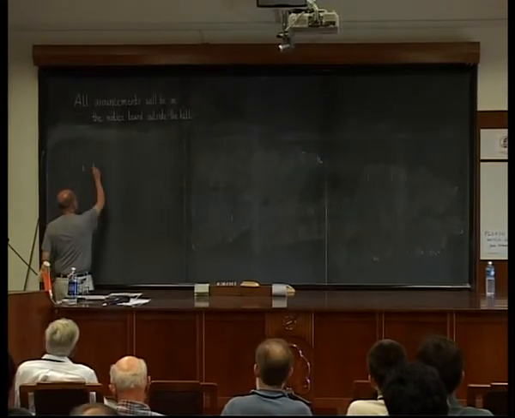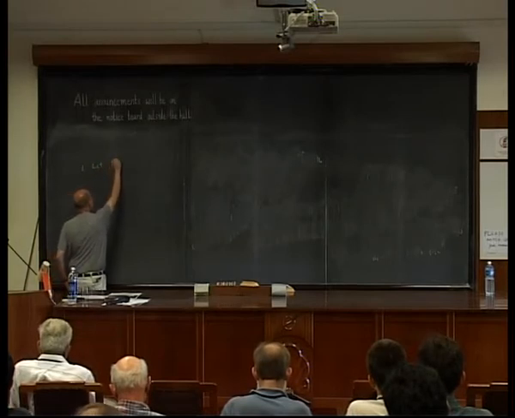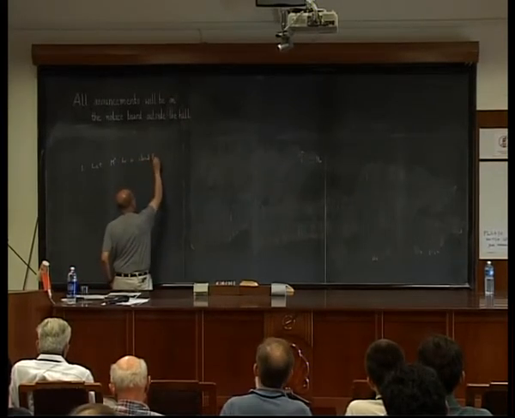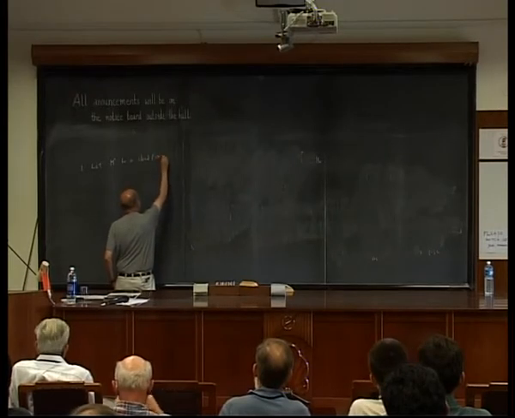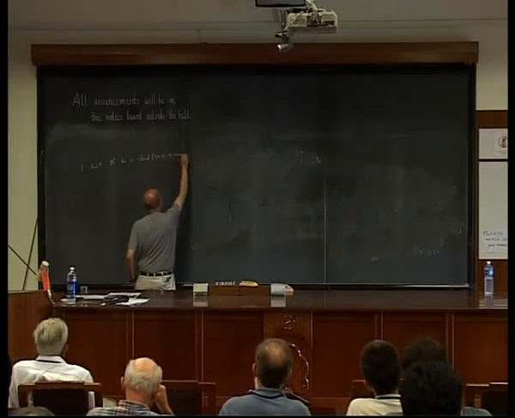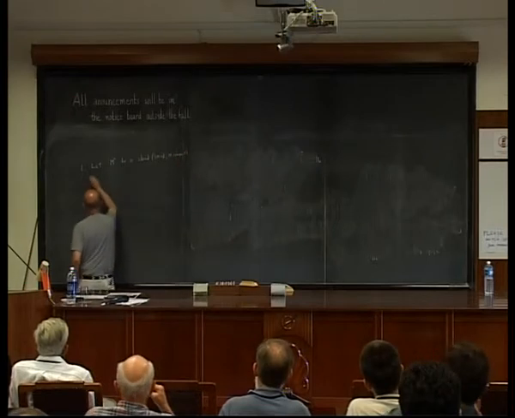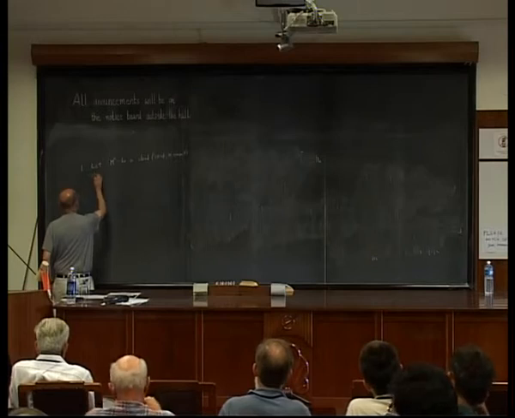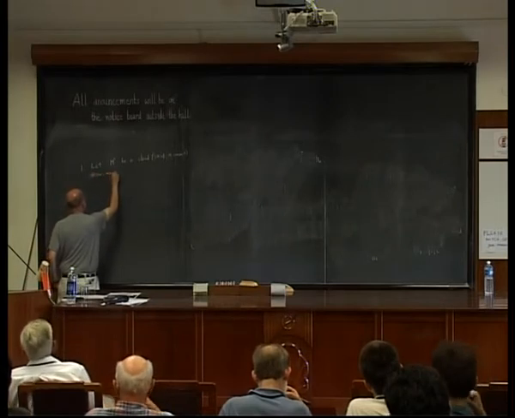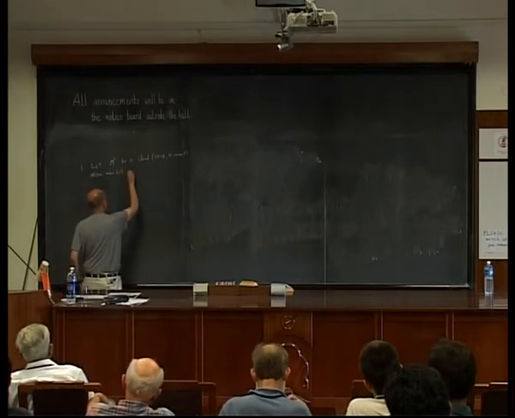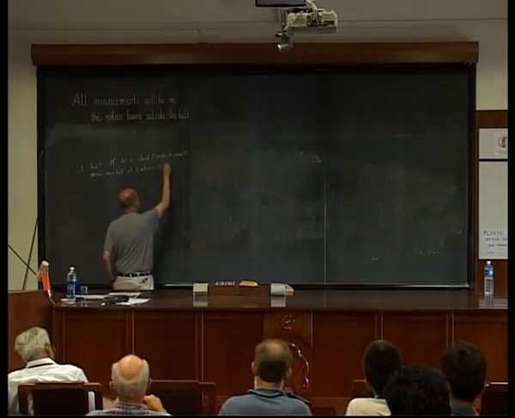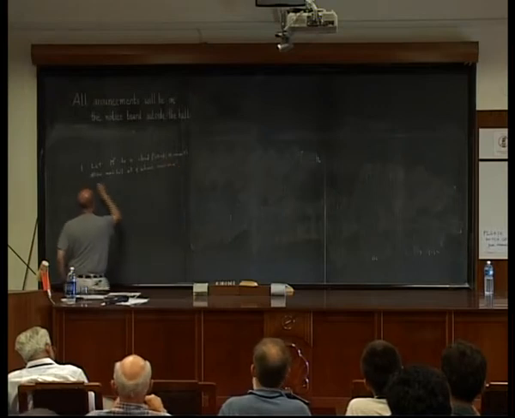Question one: let M^n be a closed, so again, by this I mean boundary of M is empty, M is compact, negatively curved, well, say, closed Riemannian manifold, all of whose sectional curvatures are negative.